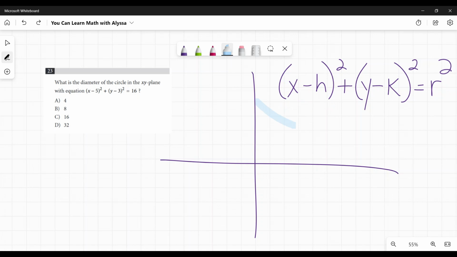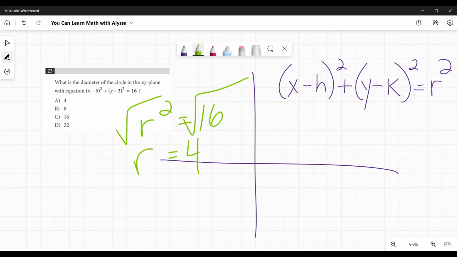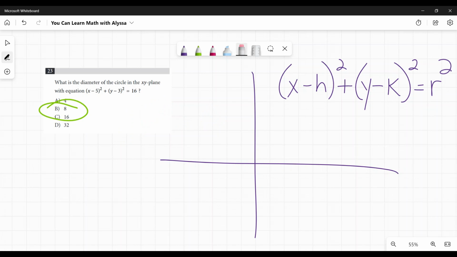You just have to have this knowledge that this is the standard equation of a circle, and that this number that's by itself, in this case 16, is the radius squared. So the radius squared is equal to 16. So take the square root of both sides. I would get r equals 4. And if the radius is 4, what is my diameter? It is 8, B. So again, that's really straightforward if you know that. Otherwise, I think this one's going to be tricky if you don't have that knowledge. So it's just a good thing to know.